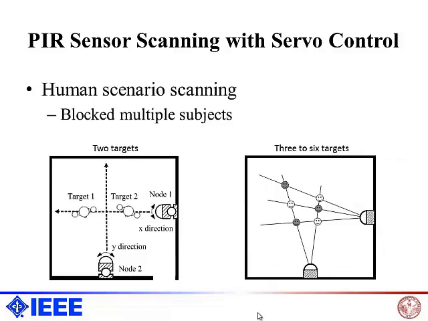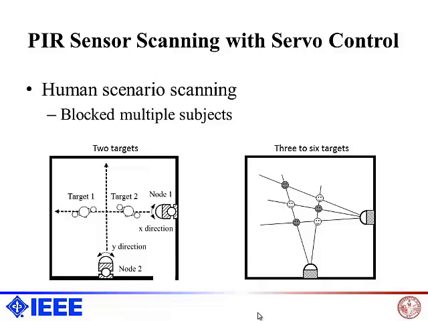The first thing we want to do for the human scenario is to count the number of targets. But what if the targets block each other? For example, here target 1 and target 2 stand in one line, so the sensor in the X direction can only count one of them. Then other sensors must be added in other directions to solve this problem.